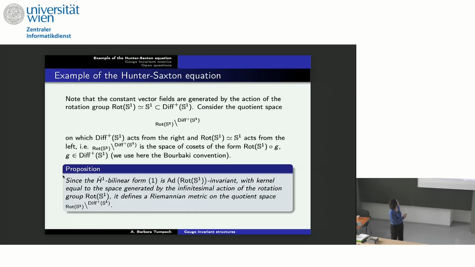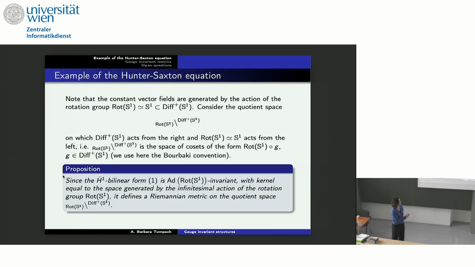So what are these constant vector fields? These are the vector fields that are generated by rotations. So if you take a rotation on the circle, you will generate this kind of constant vector field. So the idea is to go to the quotient and exactly mod out the action by the rotations.